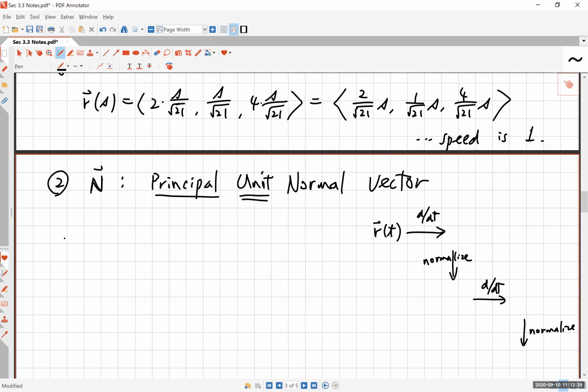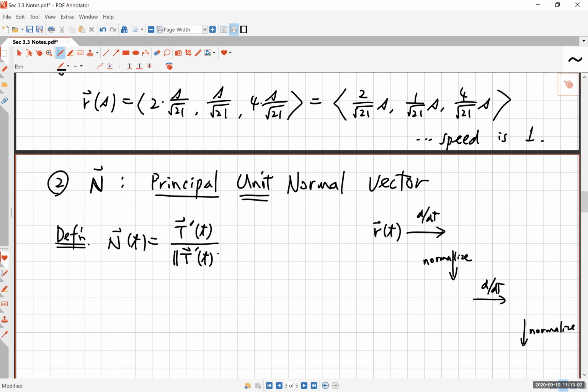Right. So first, the definition. How do you get this capital N? So the N of t, this is a vector with respect to t, and the way you get this is, remember what capital T is? That's the unit tangent vector, and then we take the derivative of that. So that would be T prime, the derivative of the unit tangent vector, and of course the tangent vector itself is obtained by differentiating something. And then we normalize it.